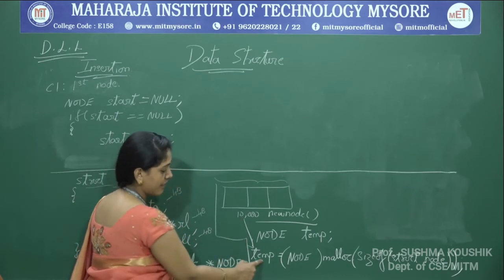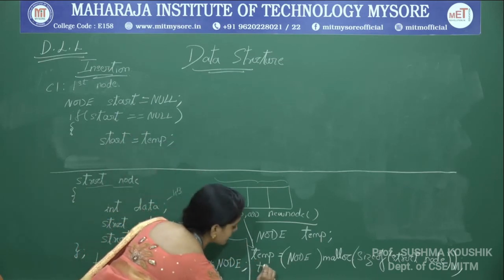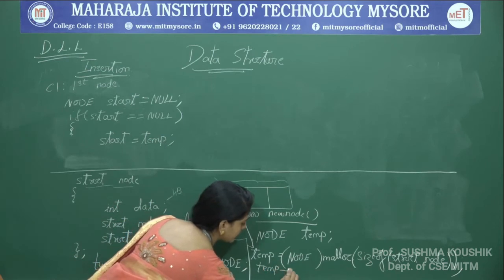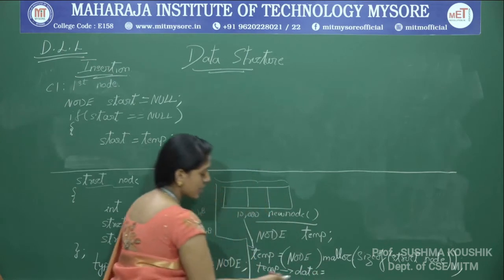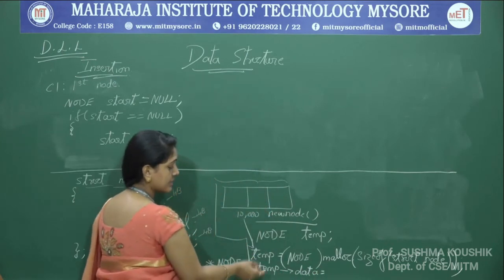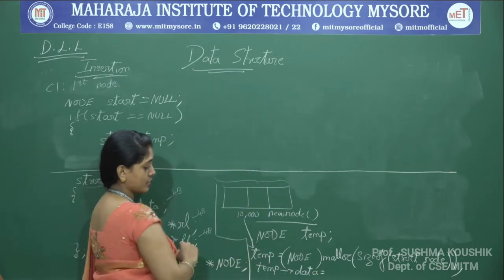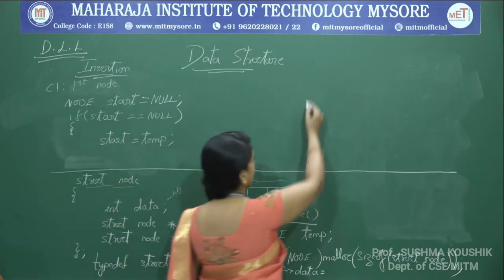Now, I have to put the values for it. You can put something like temp of data, which is equal to how much? Either you can directly insert like this, or if you don't want, you can read the values over here. Okay, how to read the values?